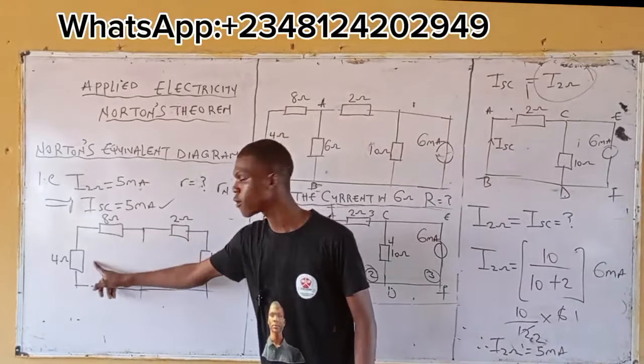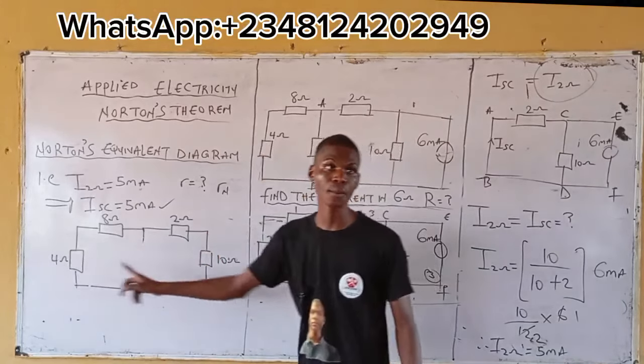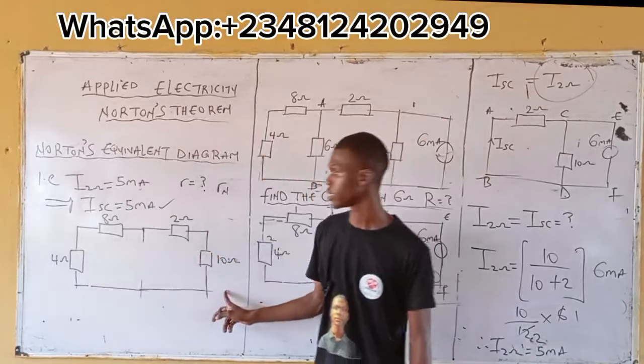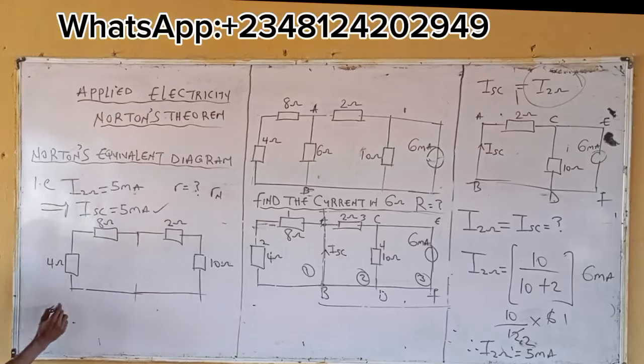Alright. 8 and 4 they are in series. 2 and 10 they are in series. Yes. And both of them are parallel to each other. Now, meaning that from here, this is my diagram. I can have my diagram in simple terms by saying I have this.